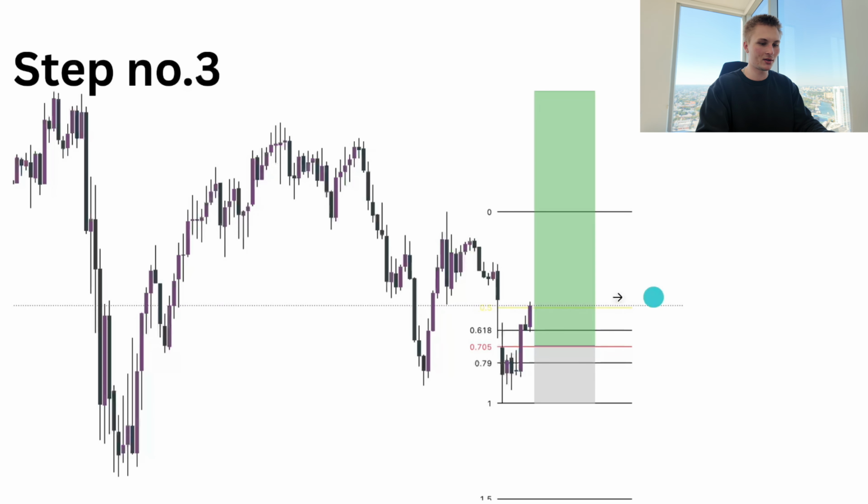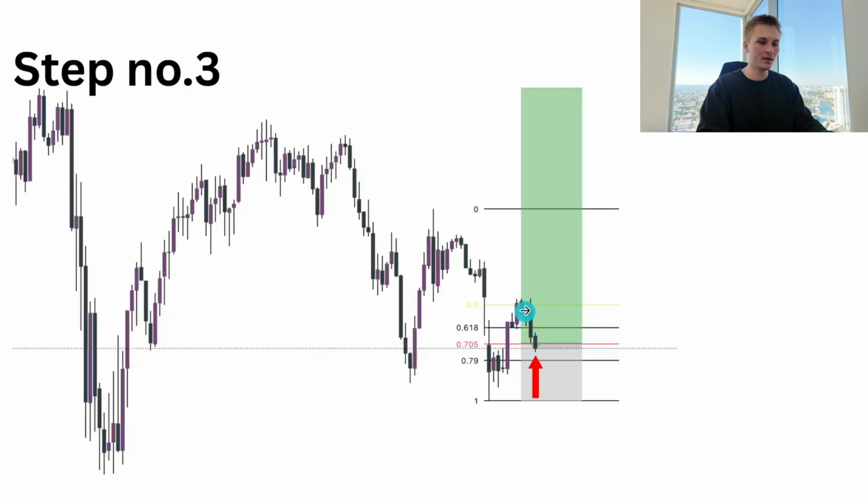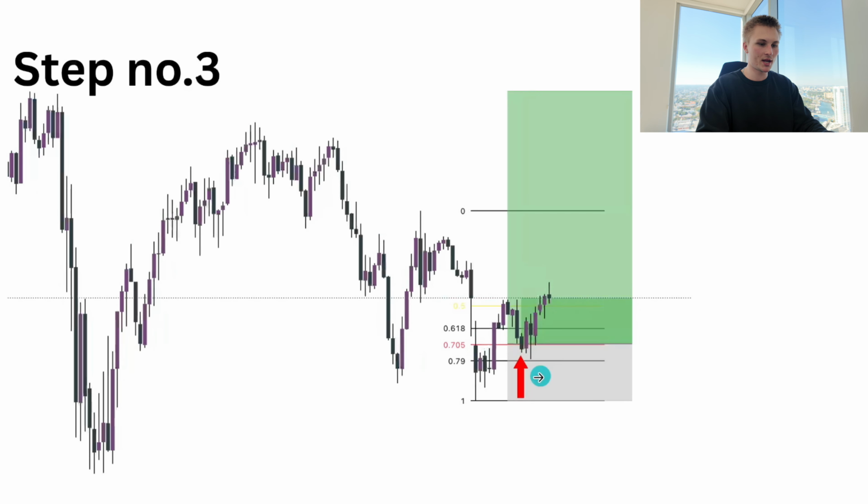So we'll wait on the pullback right here. Boom, that could be your entry right on that 705 level. As you can see, we have nice reaction out. Also, if you want, you can break even aggressive at that internal high just in case your higher time frame draw on liquidity is incorrect. So could even be risk-free right now.